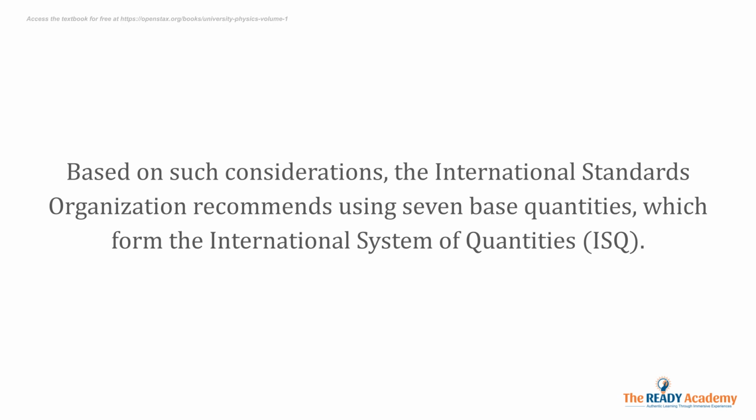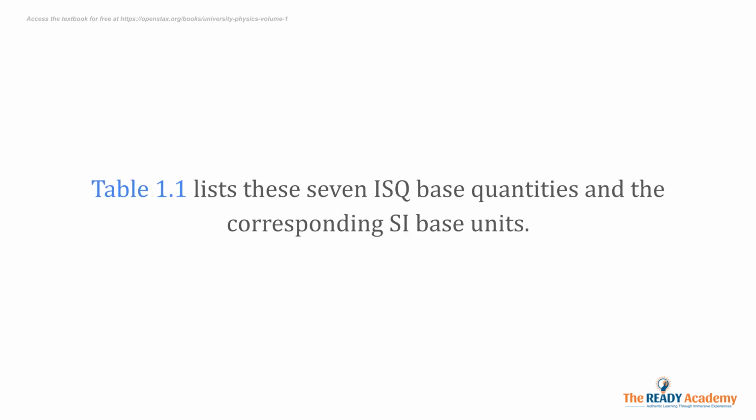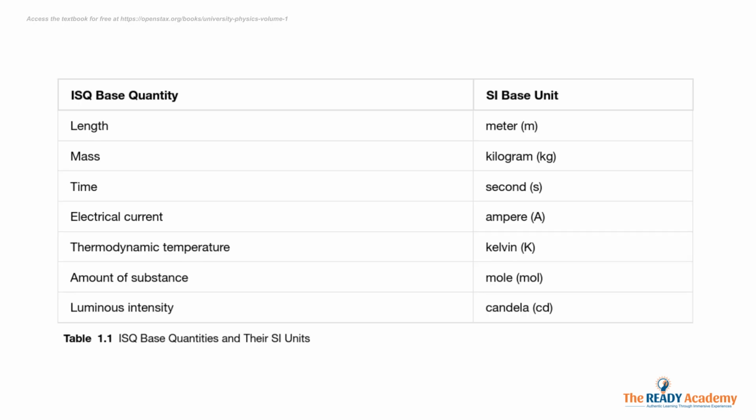Based on such considerations, the International Standards Organization recommends using 7 base quantities, which form the International System of Quantities, ISQ. These are the base quantities used to define the SI base units. Table 1.1 lists these 7 ISQ base quantities and the corresponding SI base units. Table 1.1, ISQ base quantities and their SI units.